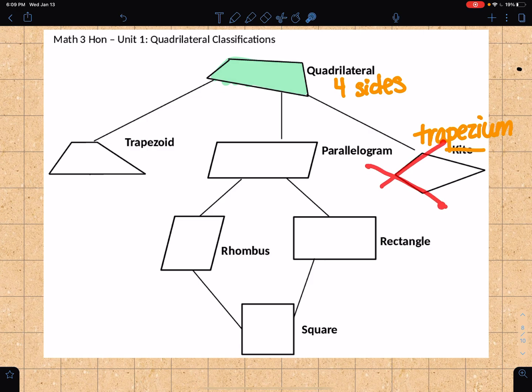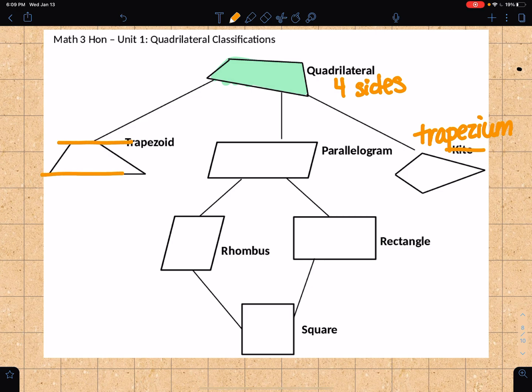That's not parallel to that. That is not parallel to that. Okay, so that's the trapezium. Now, if you make 2 of those sides parallel, then you have the trapezoid. Okay, that's more like it. That makes sense to me now.